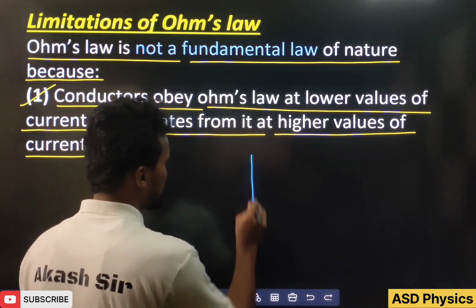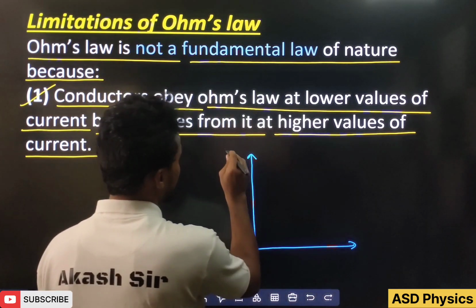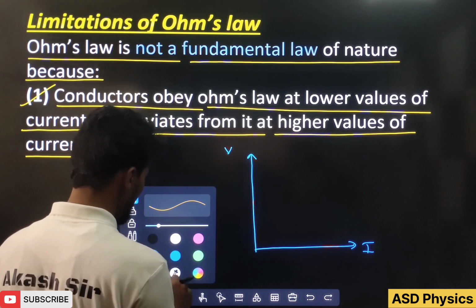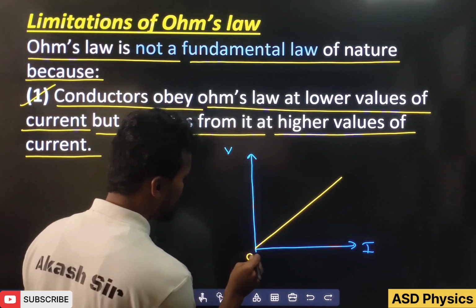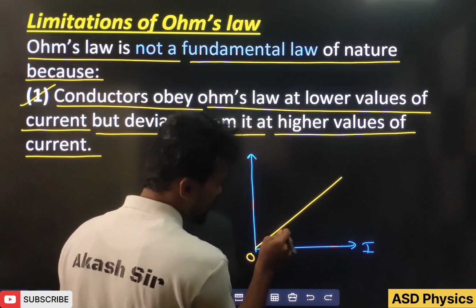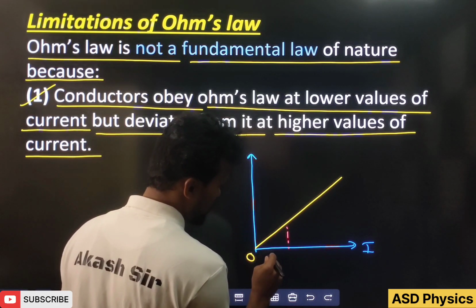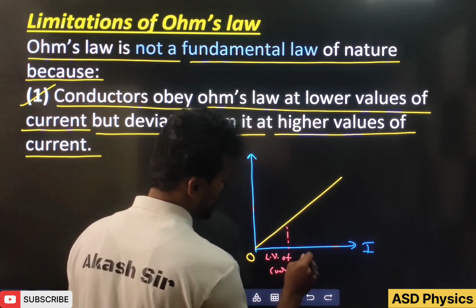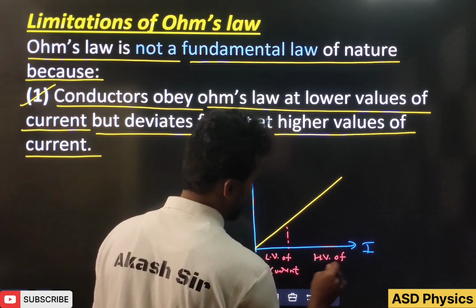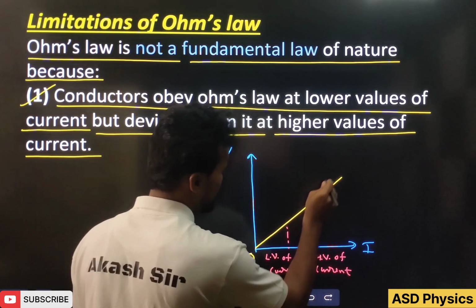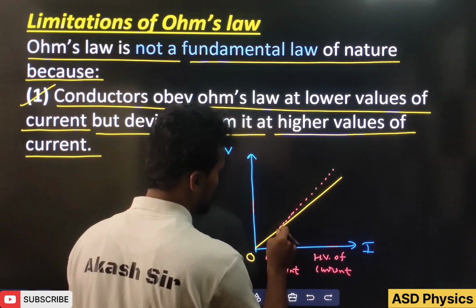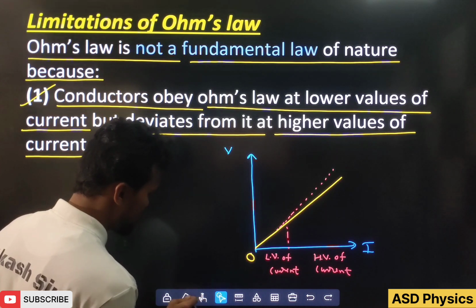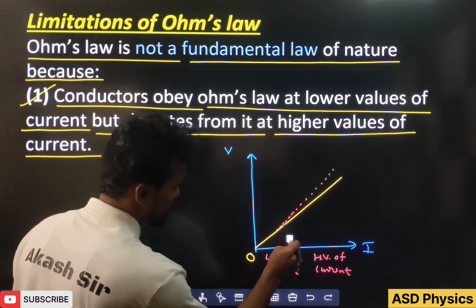If I draw the graph here, this is V and this is I. An ohmic conductor will go like this, and at lower values of current the relation is directly proportional. But at higher values of current they will deviate, so it will go like this, along the dotted line. Remember this: it will deviate from here. And to be more specific, we can even roughen this, so that you do not get confused.